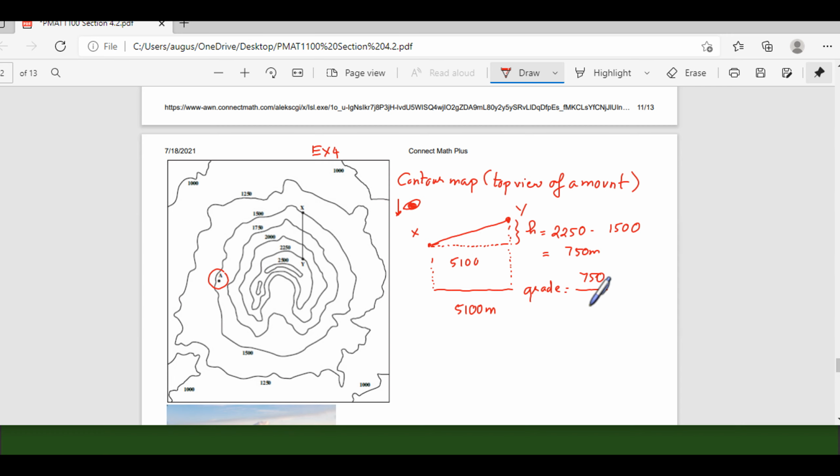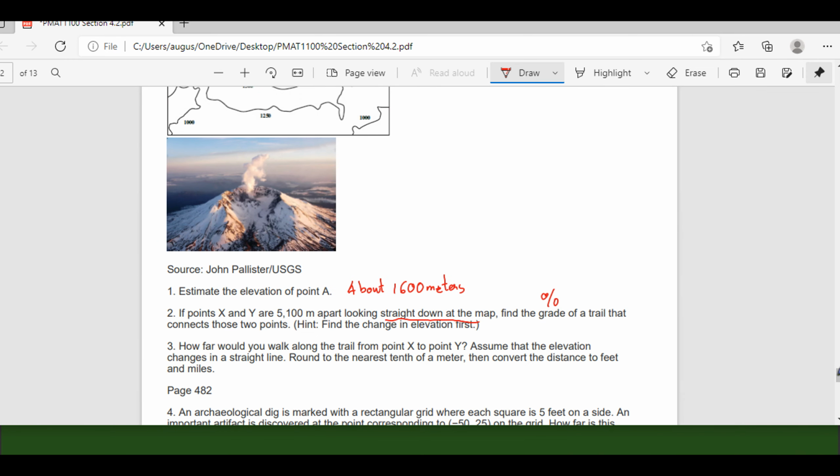So divide by 5100, which gives you a decimal number. 750 divided by 5100 gives you 0.147. So this is around 14.7%, because they're asking you for the grade, so you have to calculate it in percentage. Okay.